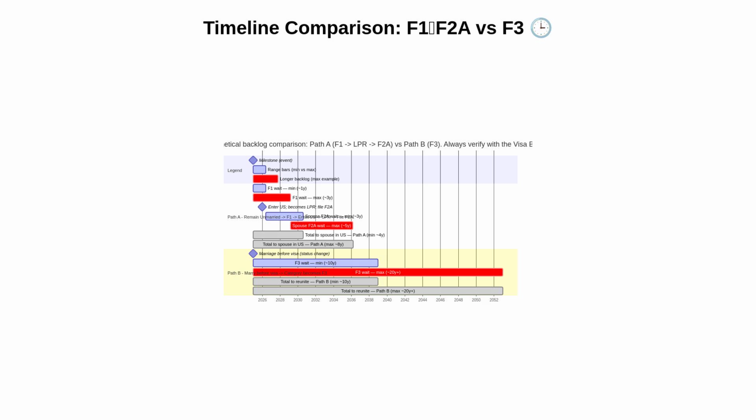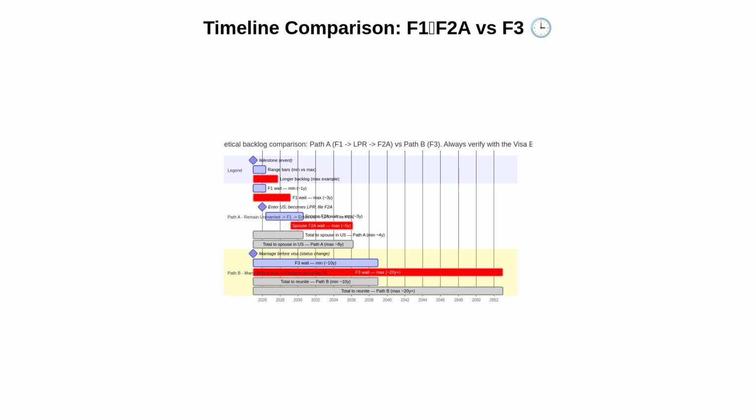The first path shows remaining unmarried, completing the F1 wait, entering the United States as an LPR, and then filing F2A for the spouse, which typically adds about 3 to 5 years. The second path shows marrying before visa issuance, triggering an F3 category that commonly results in a wait of 10 to 20 or more years.